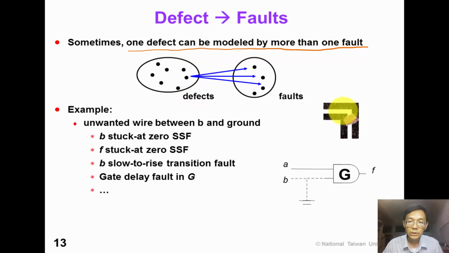For example, suppose we have a bridging fault between input signal B and the ground. This defect can be modeled as a B stuck at 0, single stuck at fault, or F stuck at 0, single stuck at fault. You can also model it as B slow to rise transition fault or gate delay fault in gate G. So this is a one-to-many mapping.